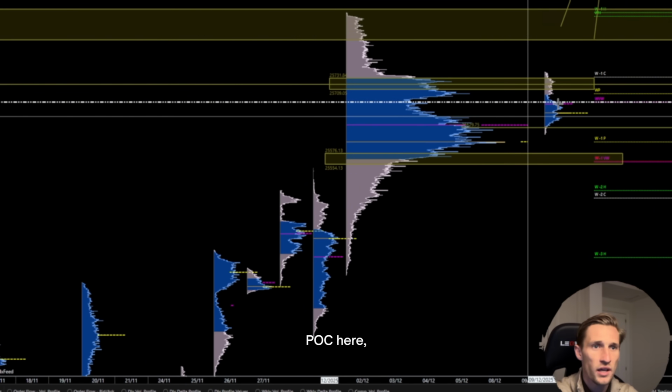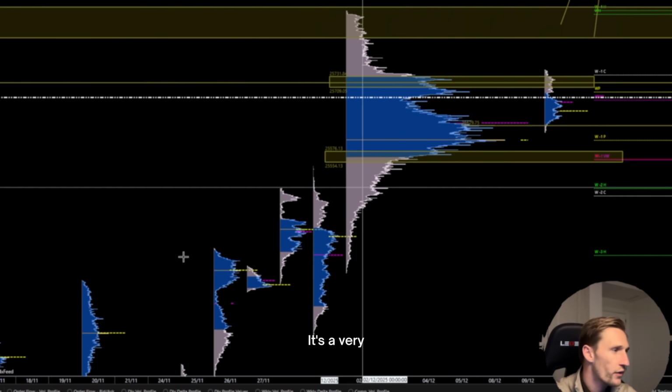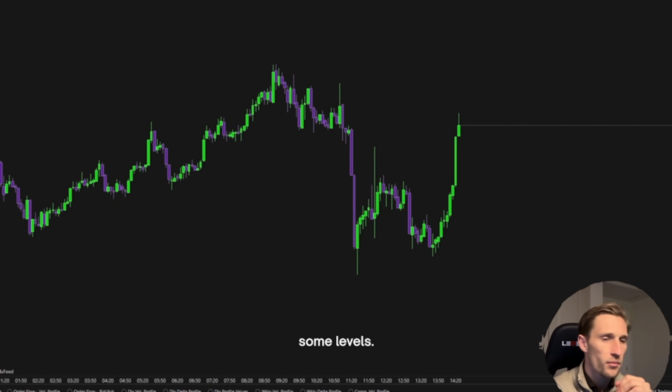We have the POC here, and then we have the value area high. It's a very nice way to get a little bit of a bias. So now we have quite some levels. We have the value area high and low of the composite, the weekly, the daily.